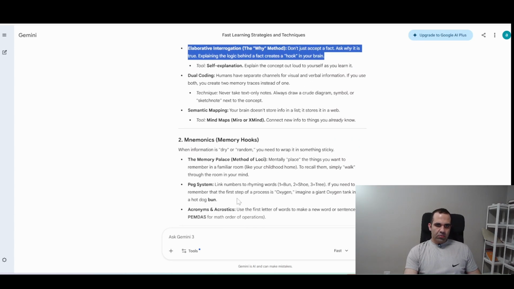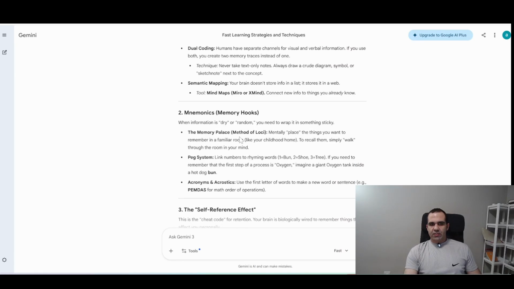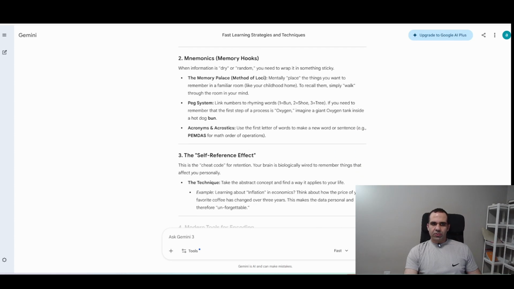These are the techniques, but I don't like them. So in my notes, I just put the most effective ones and the easiest ones. Memory hook: the memory palace method of loci. Mentally place the things you want to remember in a familiar room, like your childhood home, to recall them. Simply walk through the room.